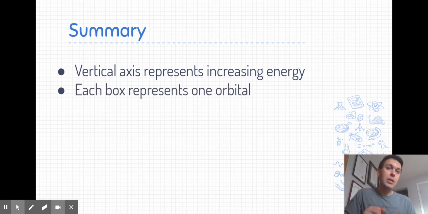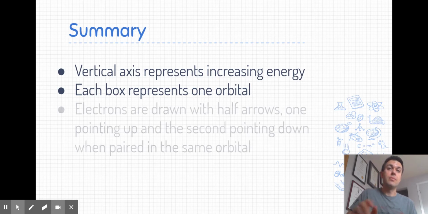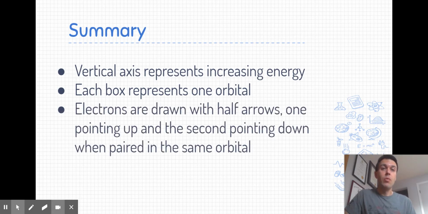Each individual box represented one orbital. And remember, an orbital is a region in space where we are likely to find an electron. An orbital has a capacity of 2 electrons. We represent the electrons with half arrows, and we typically draw them pointing up, and then the second one that fills the orbital is pointing down.